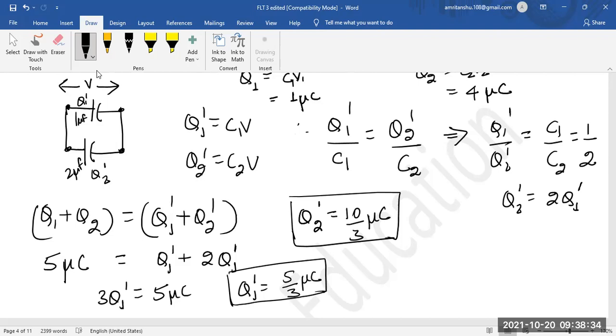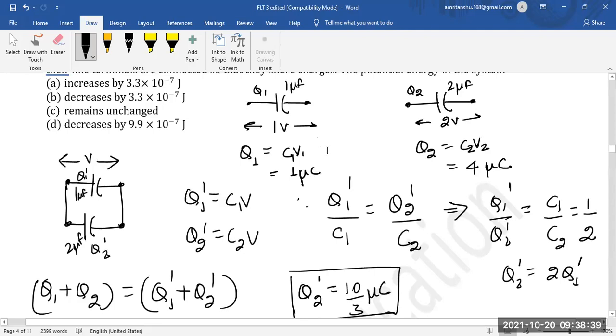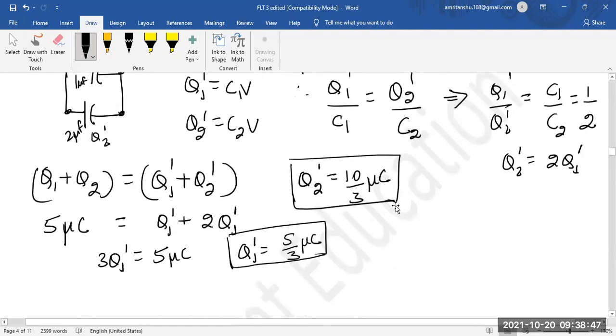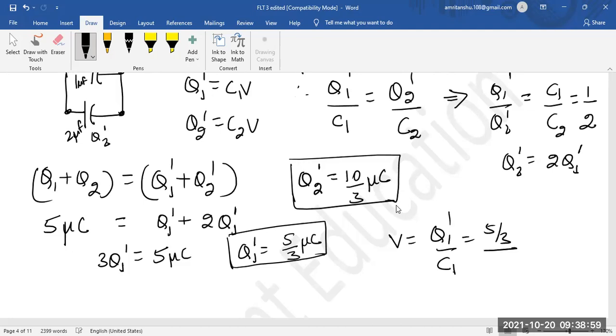Now, the energy stored before. What was the energy stored before? That was half C1 V1 square plus half C2 V2 square. We can also calculate the potential difference V here. V is equal to Q1 dash by C1. Q1 dash is how much? 5 by 3, and C1 here is 1 microfarad. So this comes to be 5 by 3 volts.